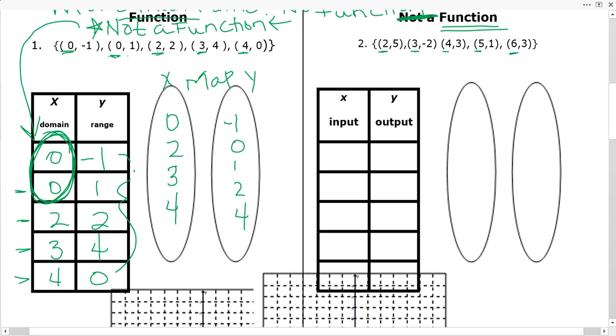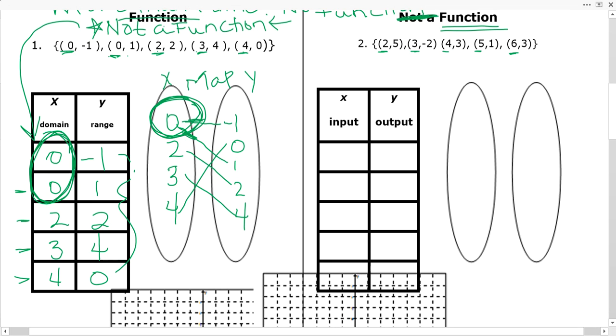And then I'm going to connect them. I'm going to do like I'm matching, and I'm going to connect the ones that go together. So 0, -1 go together. And 0 also goes with 1. 2 goes with 2. 3 goes with 4. And 4 goes with 0. So that's what a map looks like when you're mapping your ordered pairs. This is the thing right here that shows you that it's not a function. If you have a number that has 2 branches coming off, that means it's not a function.